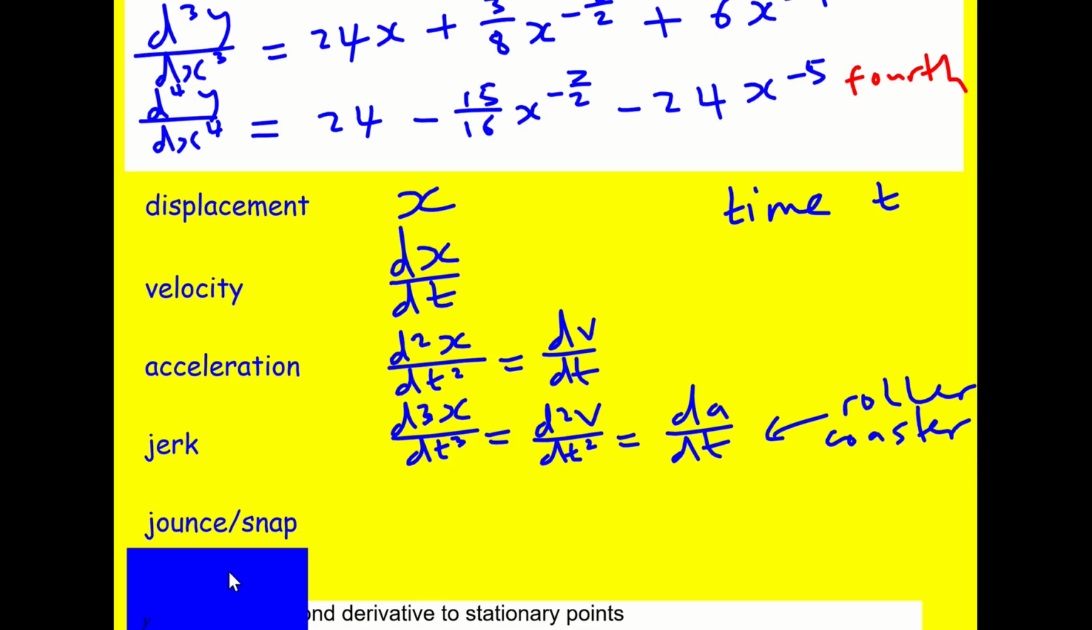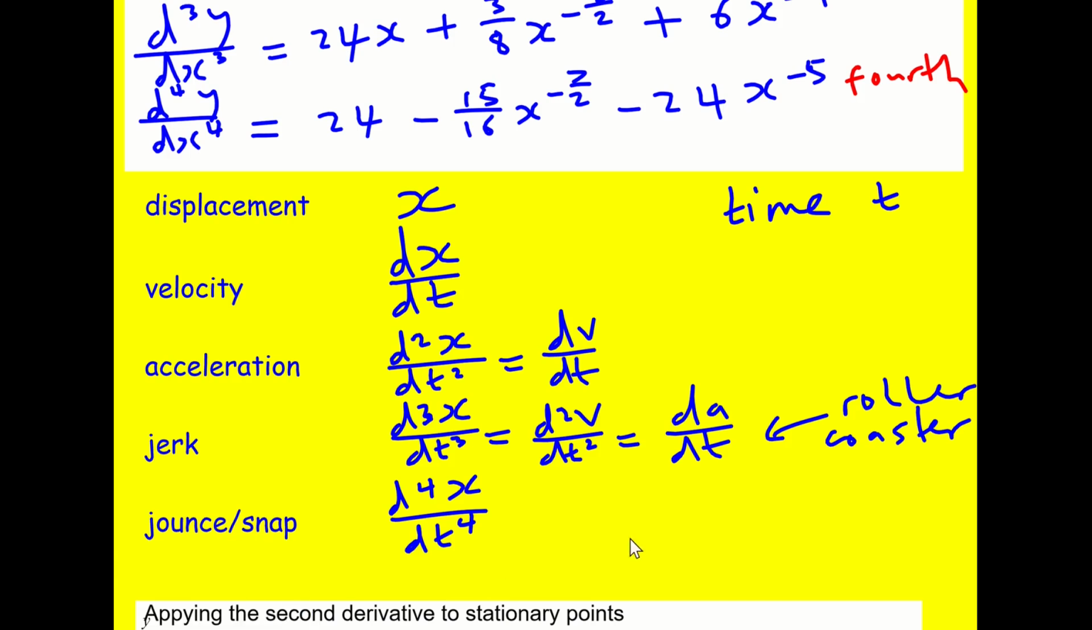And the next one is called the jounce or the snap. This would be the fourth derivative. We start losing meaning at this point, really. The rate of change of the acceleration. Not really sure what that is, but it does have this name, and I'm sure it is used in some capacity. Actually, I think some physicists thought it'd be funny, and they carried on, and they found the fifth derivative, which they called... I don't think I'm making this up. I think this is on Wikipedia. The fifth derivative was called crackle, and the sixth derivative was called pop.